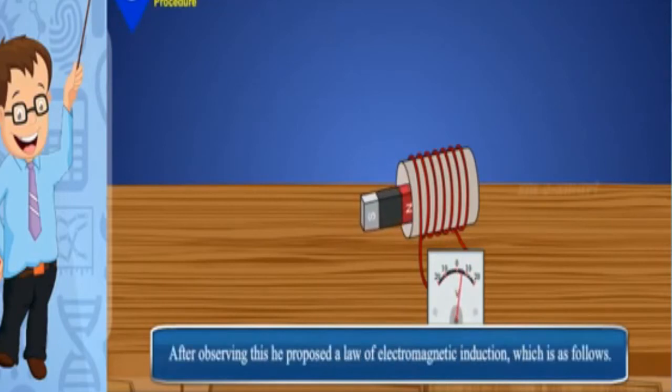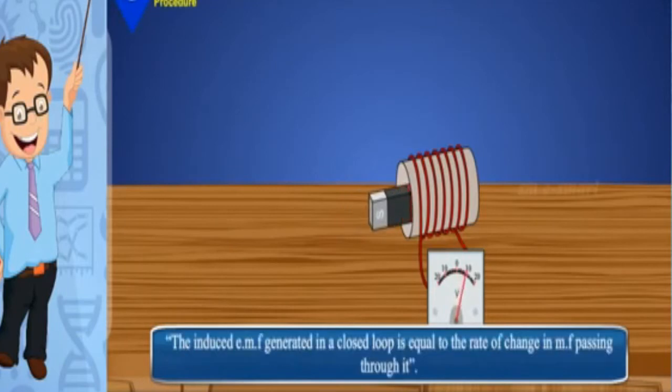After observing this, he proposed the law of electromagnetic induction, which is as follows. The induced EMF generated in a closed loop is equal to the rate of change of magnetic flux passing through it. In mathematical form, we can write this as induced EMF equals change in flux divided by time.